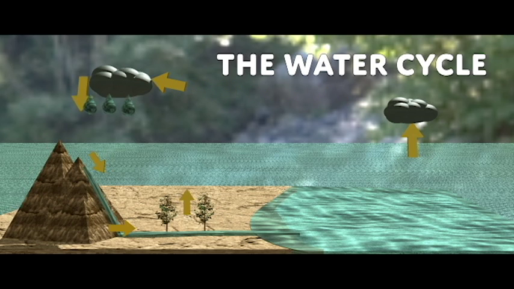Nature does this job through a process called the water cycle. The water cycle is a phenomenon where water moves through the three states of matter: solid, liquid, and gas. Let's take a look at the 7 steps of the water cycle.